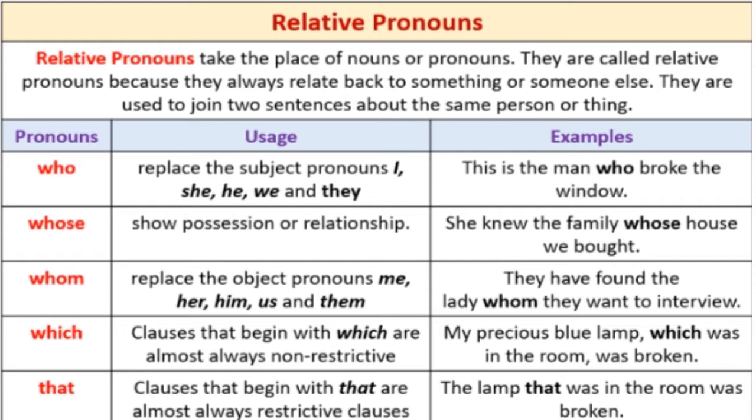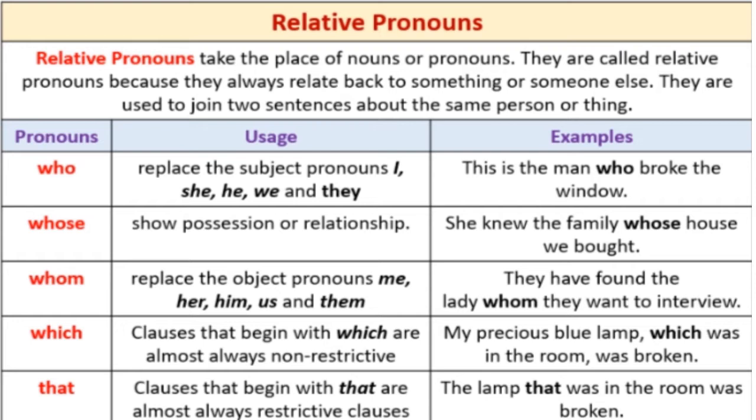Of course, we use who to replace people in the subject position. Replace the subject pronouns I, she, he, we, and they. This is the man who broke the window. Whose shows possession or relationship. So if I want to show possession for people or animals, I can use whose. She knew the family whose house we bought.